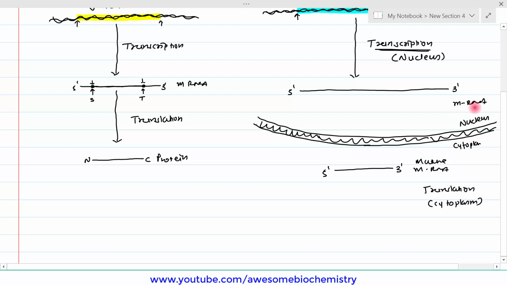And this nuclear mRNA is not functional. It cannot undergo translation. So, this was an immature mRNA or the pre-mRNA. It is also known as a primary transcript. Now, something is happening to this pre-mRNA before transportation to the cytoplasm, some changes are occurring, and so this mRNA is short.